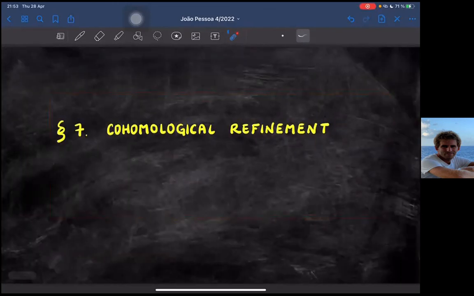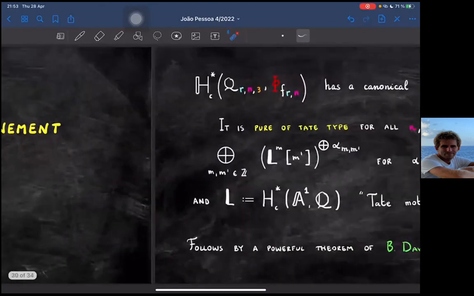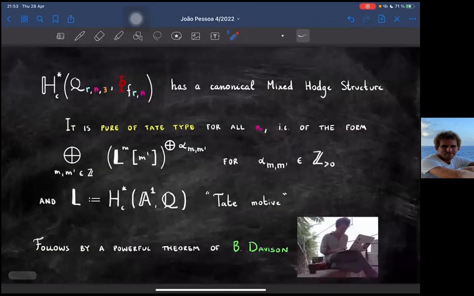And then we have the cohomological refinement. Just as I was saying, instead of looking at motivic vanishing cycles, we go back to the cohomology of the sheaf of vanishing cycles, and we study this cohomology, just as instead of studying Euler characteristic, we study the cohomology of a space. Except in this case, we have much more structure.